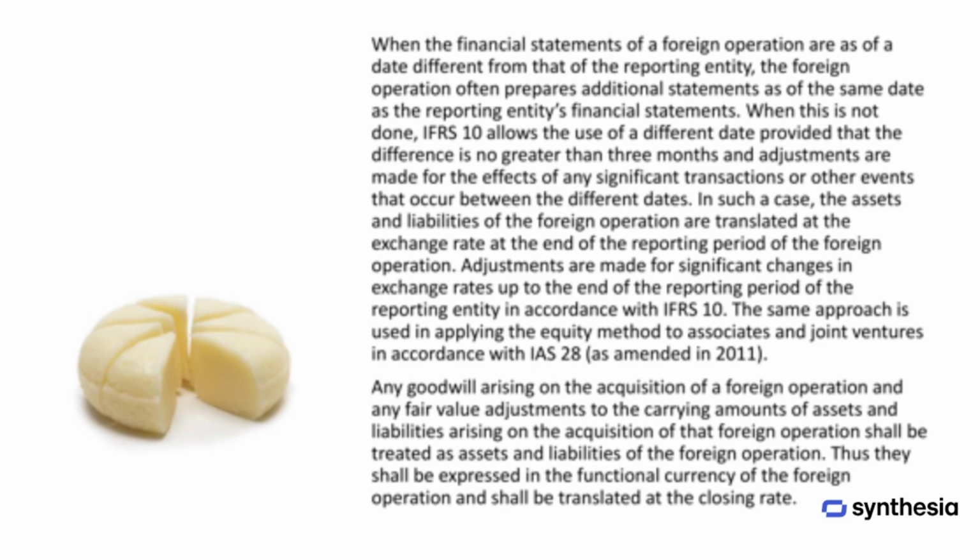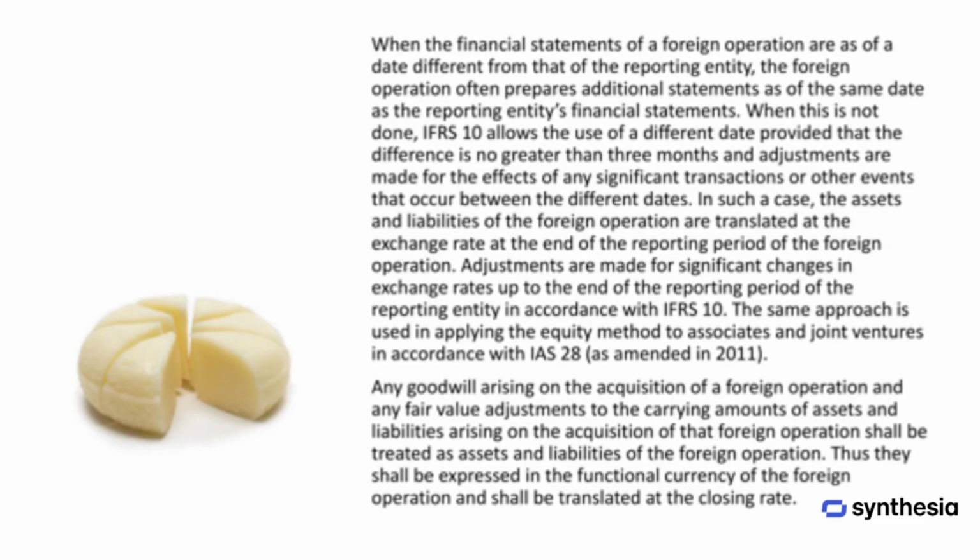When this happens, the foreign operation's assets and liabilities are translated using the exchange rate at the end of its reporting period. Then, adjustments are made for any major changes in exchange rates up to the parent company's reporting date. The same process applies when using the equity method to account for investments in associates and joint ventures.